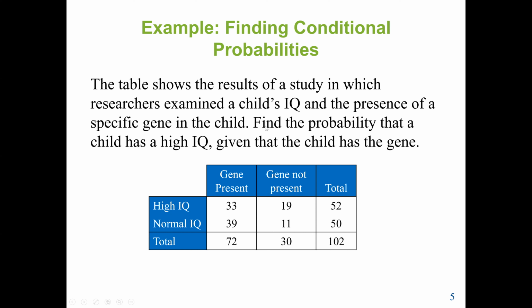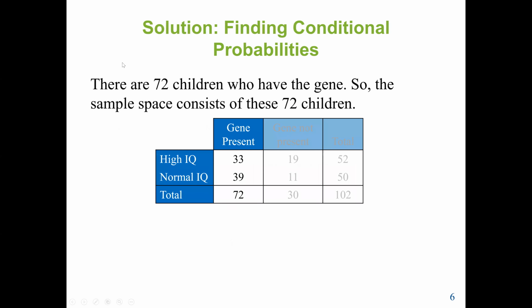Now the question says we should find the probability that a child has a high IQ. So a child may have a high IQ, and the total high IQ is 52, given that the child has the gene, so that will fall around here, 33, and the total. So let's see the solution. Here we said there are 72 children who have the gene, because the total for gene present is 72. So the sample space consists of these 72 children.